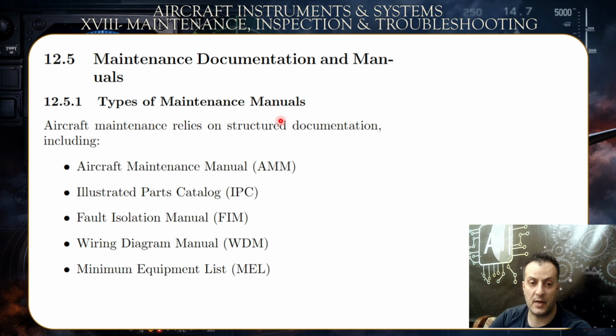Maintenance documentation and manuals. Types of maintenance manuals. Aircraft maintenance relies on structured documentation, including AMM or Aircraft Maintenance Manual, IPC or Illustrated Parts Catalog, FIM or Fault Isolation Manual, WDM Wiring Diagram, and MEL or Minimum Equipment List.